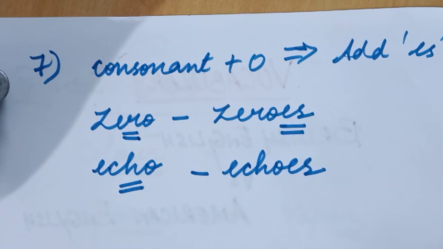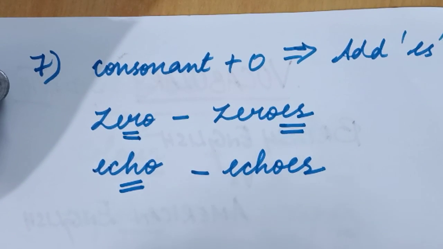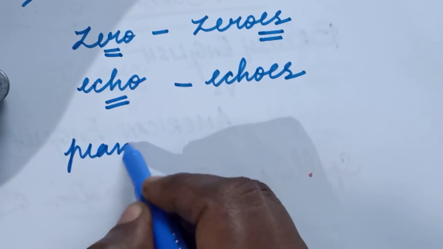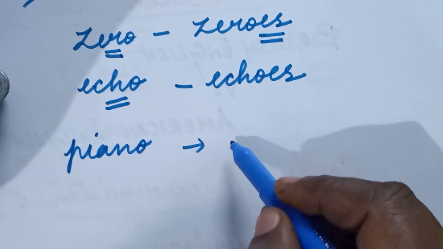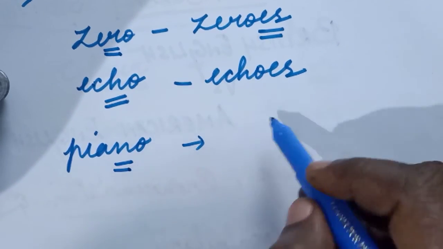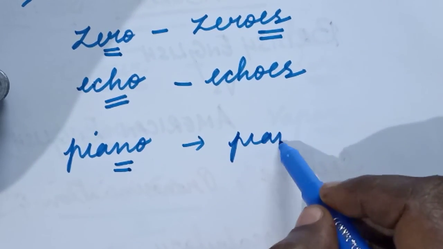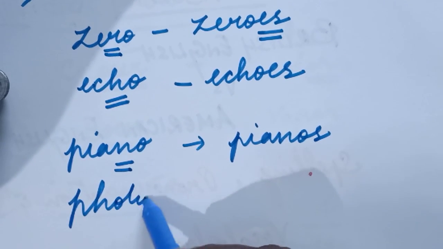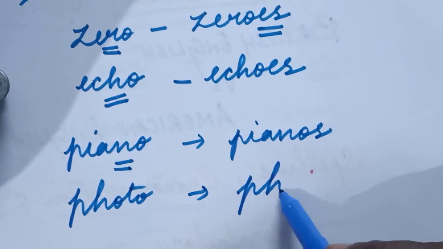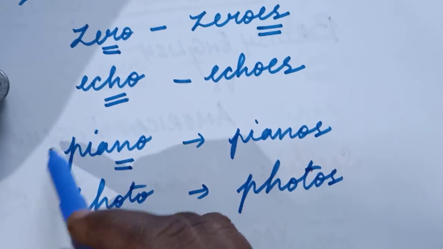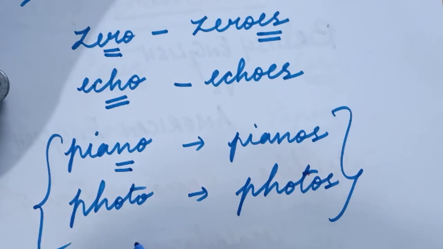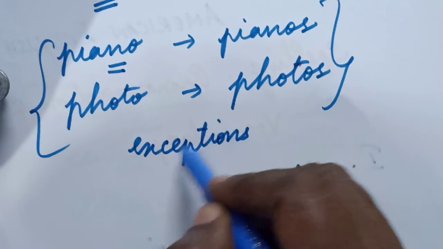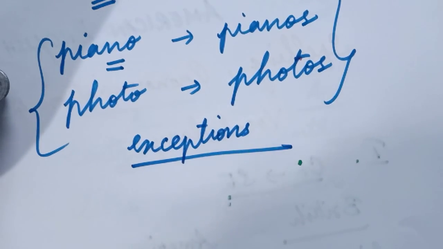Okay, but we have some exceptions here. We have two exceptions. The first one is piano. Piano is an exception. Here, though it ends with a consonant, we are going to write it as pianos only. Similarly, photo, we are going to write as photos only. These two are exceptions. What are they? Exceptions, which means they do not follow this rule.